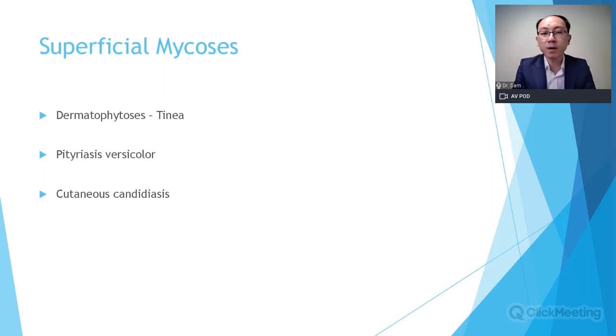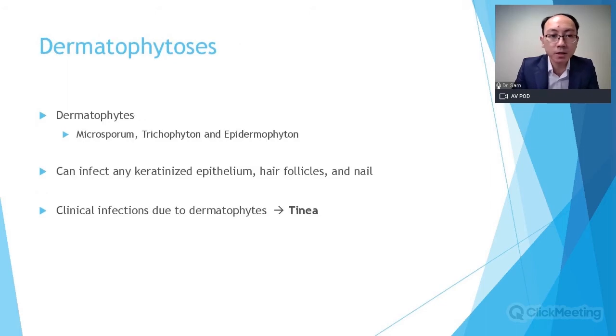Superficial mycosis actually consists of three main diseases, which are dermatophytoses, or commonly we call tinea or ringworm, pityriasis versicolor, and cutaneous candidiasis. All of these are due to fungal infection of the superficial skin. So let's talk about dermatophytes. Dermatophytes consist of three main genera: Microsporum, Trichophyton, and Epidermophyton. They can infect any keratinized epithelium, either your hair follicles, your nails, or any skin on your body.